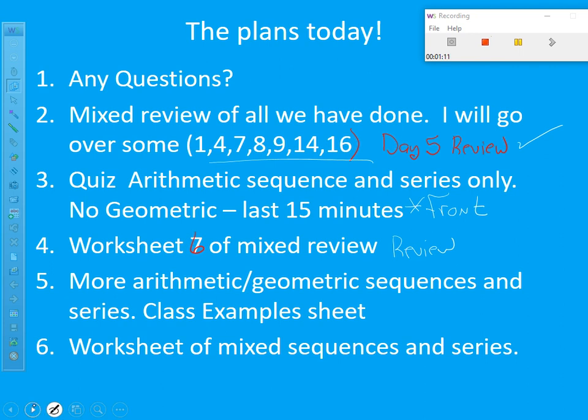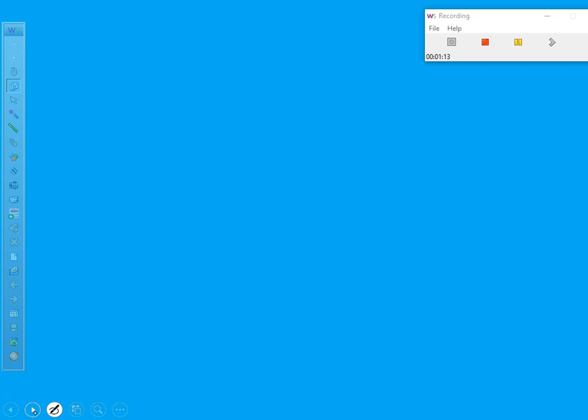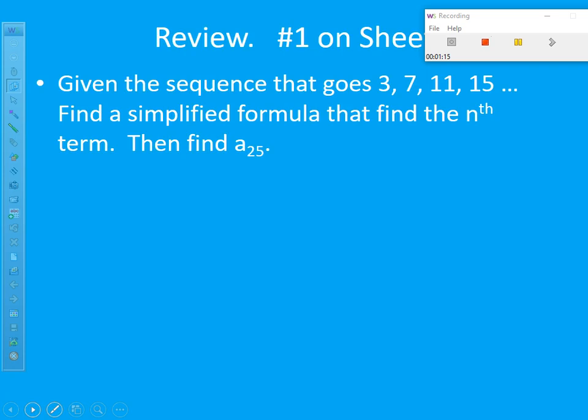So if you would come over to your class example sheet that says from worksheet number 1, arithmetic sequences, what I'm going to do is review each formula that we've done. Given the sequence that goes 3, 7, 11, and 15, we know it's arithmetic because that's what the direction said. We also know it's arithmetic because my D value is 4. I'm adding 4 every time.